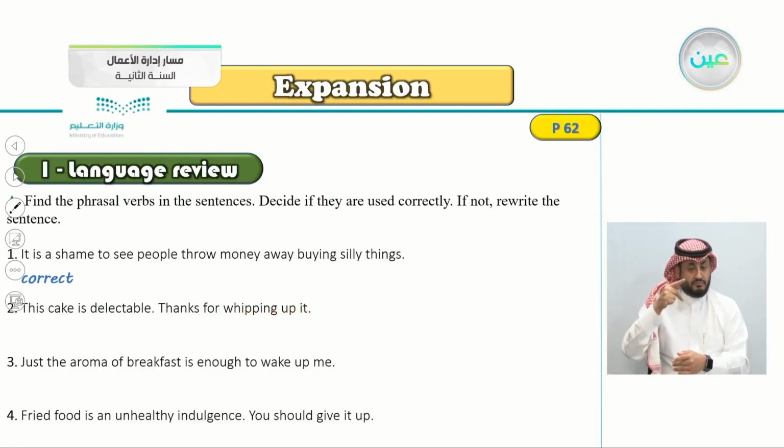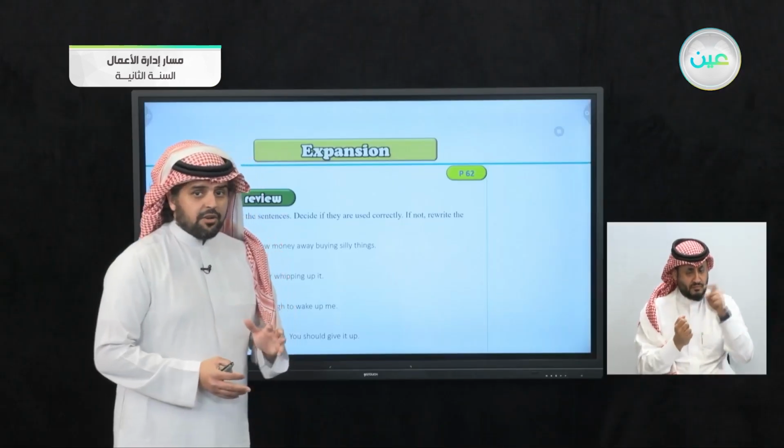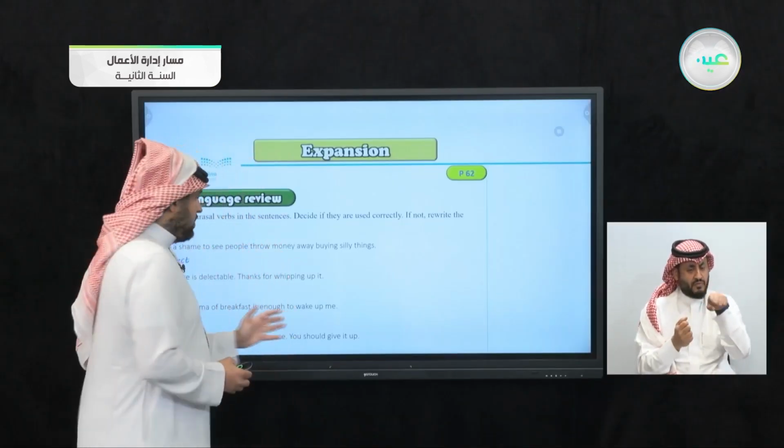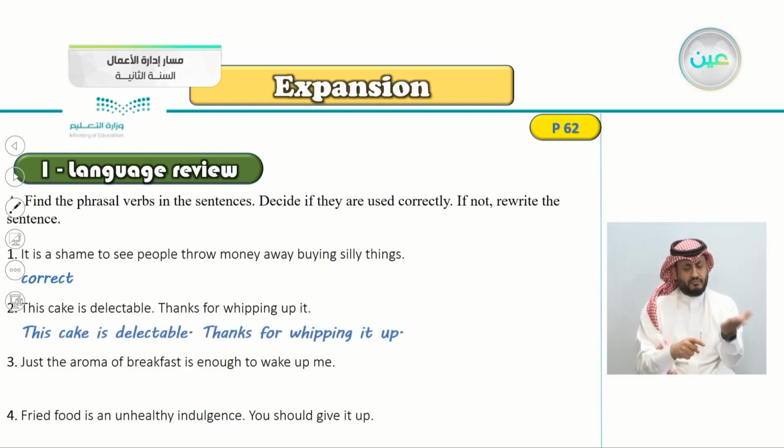So we have a 3-word phrasal verb. Is it correct or not? Thanks for whooping up it. Yes, it's incorrect, and the correct way to write it is: thanks for whooping it up. We put the pronoun in the middle. This cake is delectable. Thanks for whooping it up.